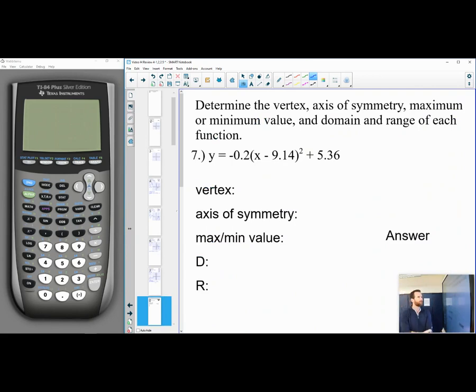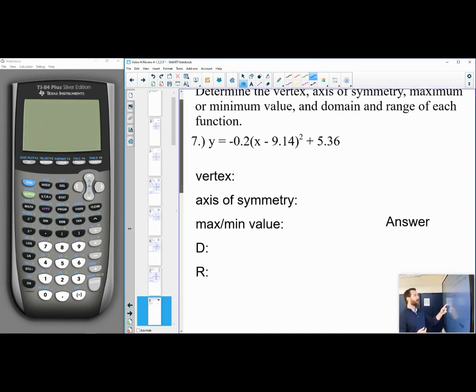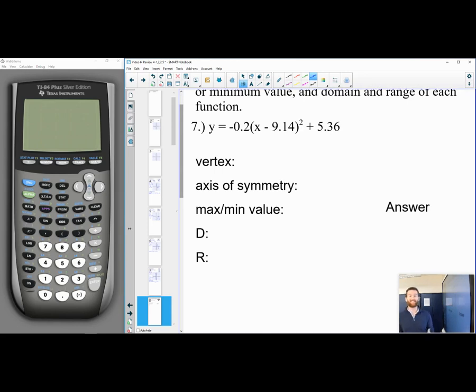All right, finally done graphing. Jeez. So we don't have to graph anymore. Now we have to determine the vertex, axis of symmetry, maximum or minimum value, and domain and range of each function. All right. So we're going to approach a lot of this the same way.